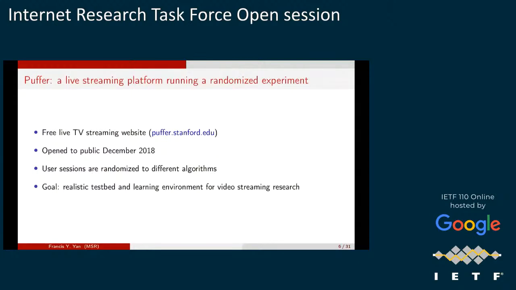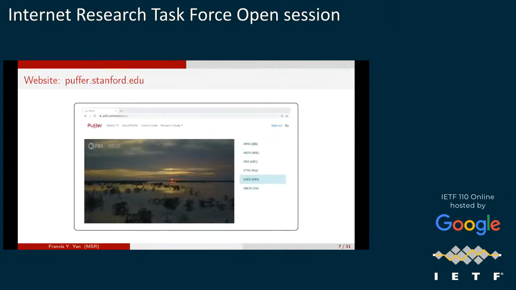To study video streaming and test ABR schemes in real life, ideally on real users, we built our own video streaming platform called Puffer. It's a live TV streaming website open to the public in late 2018, allowing users to watch 6 TV channels for free. Our goal was to create a realistic testbed and a learning environment for the community to investigate video streaming algorithms. And we operate Puffer also as a randomized experiment of ABR schemes. So each time you visit our website, puffer.stanford.edu, you'll be randomly assigned to one of the ABR schemes being tested, including those in the prior work and our own algorithm that I'm going to introduce later. But you won't be aware of this assignment.